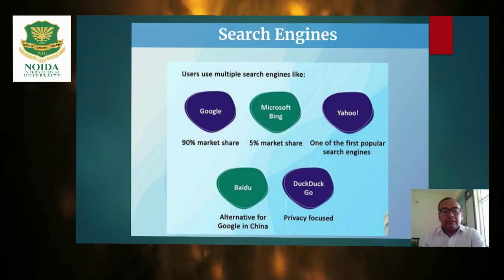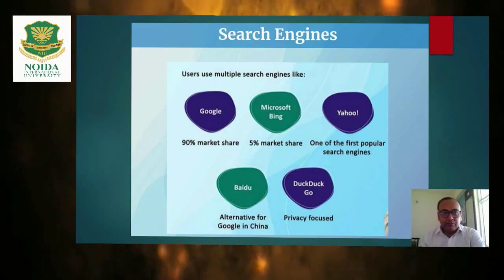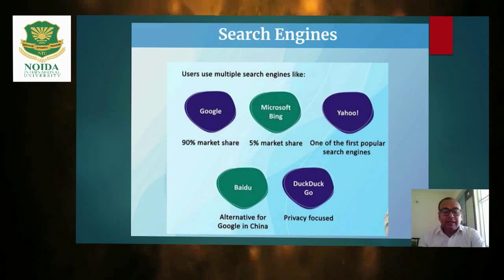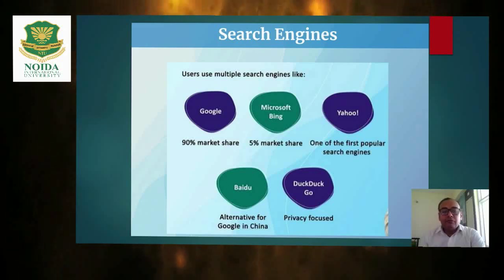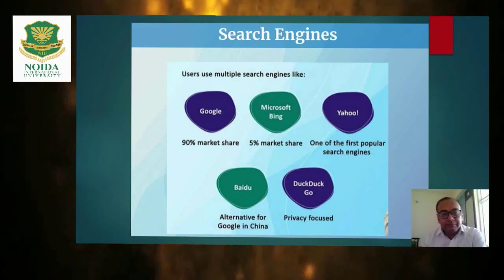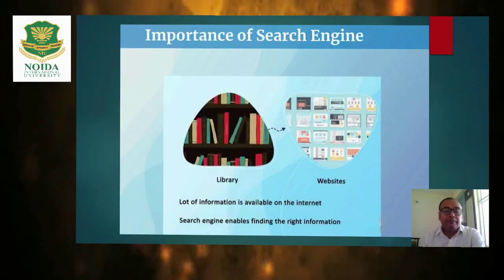There are other alternative search engines. In China, they have a search engine named Baidu instead of Google. And there are search engines like DuckDuckGo, which is based on the model of privacy. So all in all, we can say that Google is one of the biggest search engines with 90% of market share.